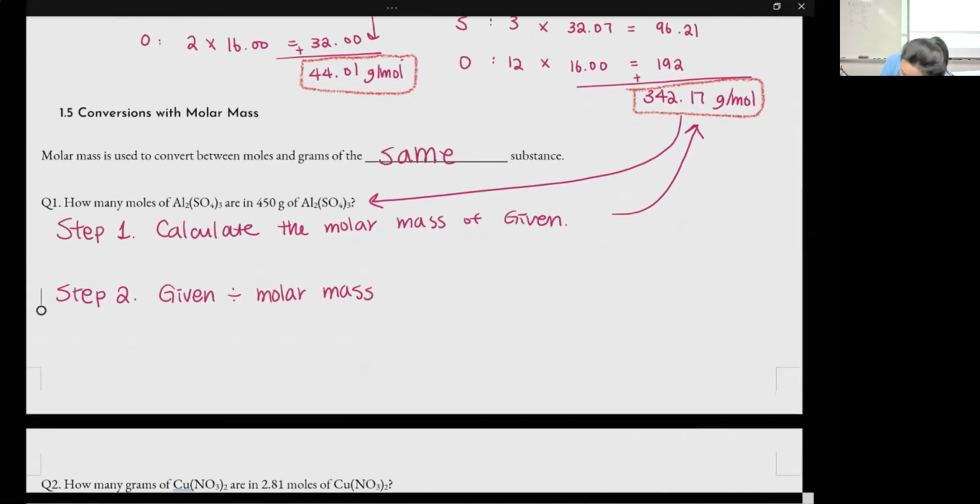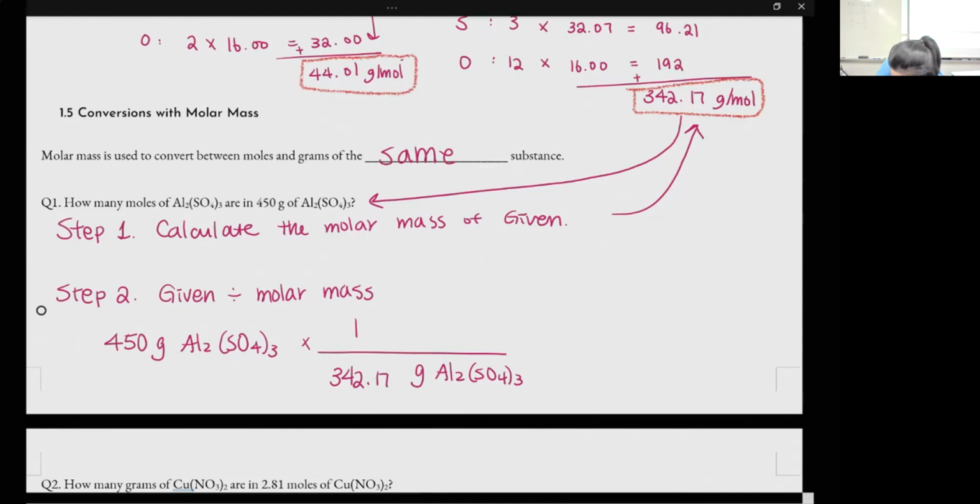Or you can see it like this: 450 grams of Al2(SO4)3 times 1 mole of Al2(SO4)3 on top, over 342.17 grams of Al2(SO4)3 on the bottom. It will be the same thing as 450 divided by 342.17. Let's do it. 450 divided by 342.17.